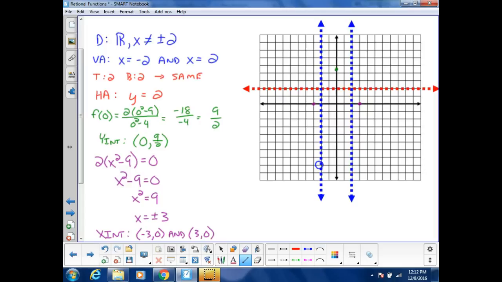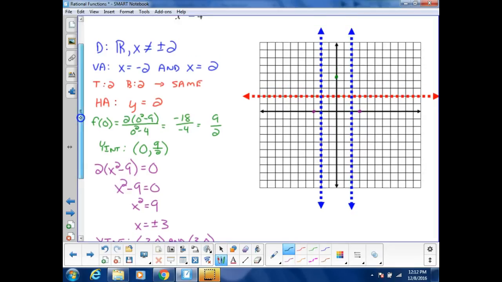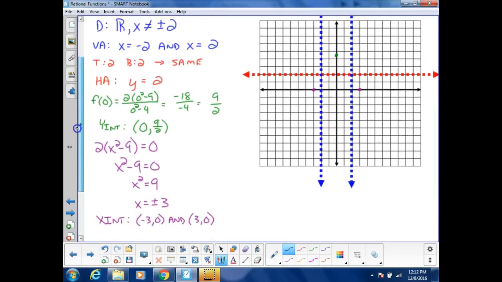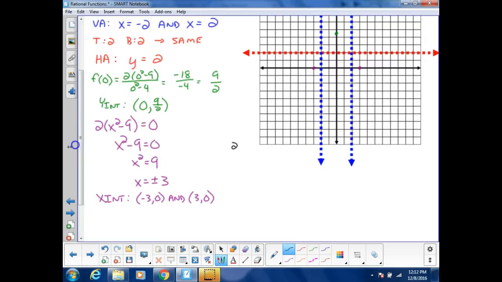Okay. So then we have to do some figuring. So our function again was 2 times x squared minus 9 all over x squared minus 4.